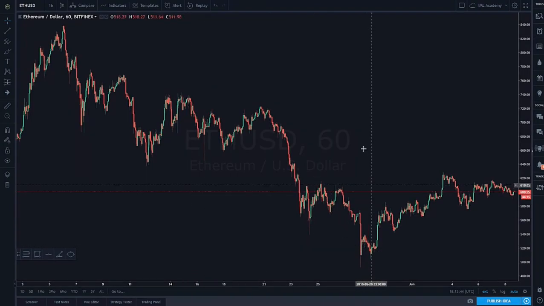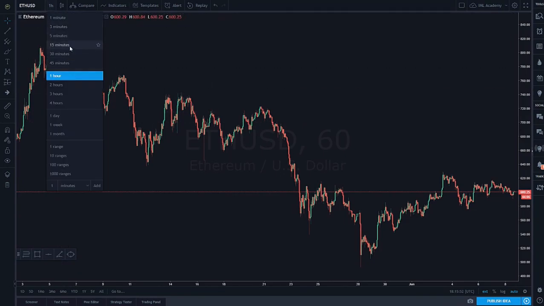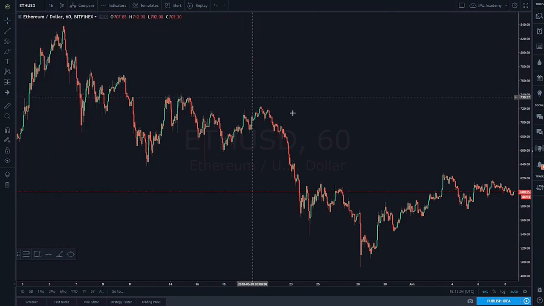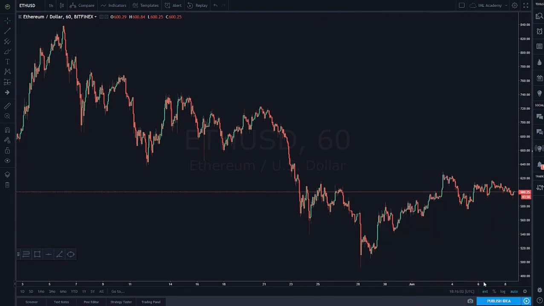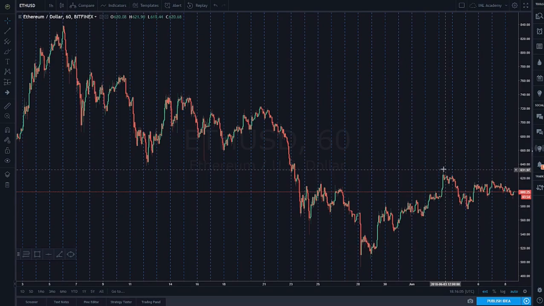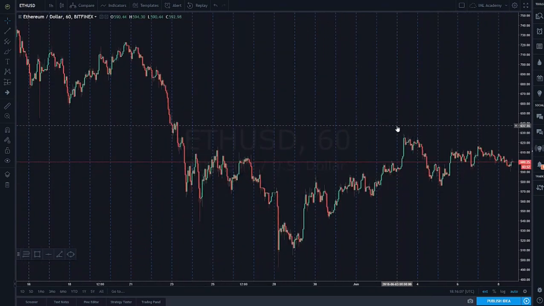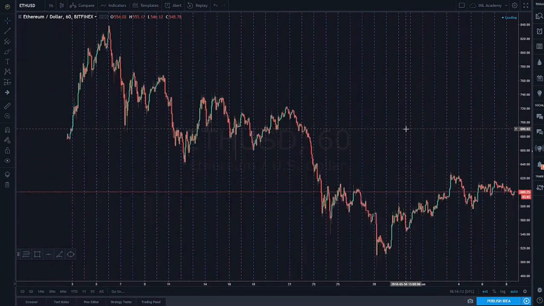First, you're going to come onto TradingView and load up the chart of your choice. Next, you're going to be on either the hourly or the 15-minute time frame. Then, you're going to right-click on the chart, go to time scale, and enable session breaks. On the hourly and the 15-minute chart, everything that happens between one blue line and the next is going to be the equivalent of one trading day.